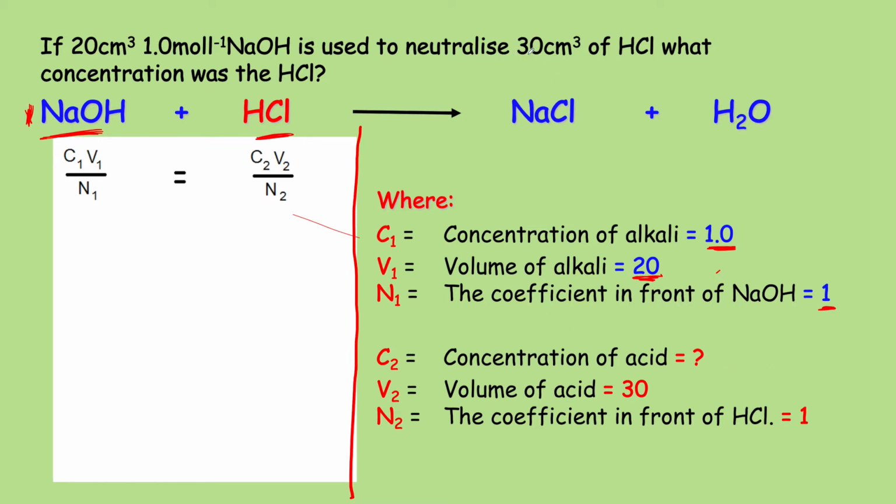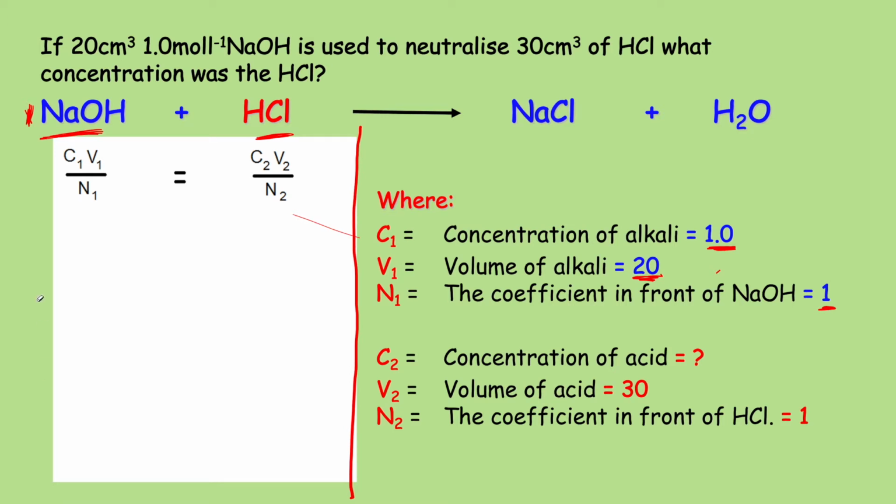Now, the question also tells us that we have 30 centimeters cubed of HCl, okay, which is why that red one is here, okay, because our HCl is our red, our acid, and we know that 30 centimeters cubed is a volume. We can also figure out the N2 because it's got nothing in front of it, which means the N2 would be a 1, and that's why the 1 is here, okay? Now, the piece of information it hasn't given us that it asks us to figure out is what the concentration of the acid is. Now, this is relatively straightforward to figure out.